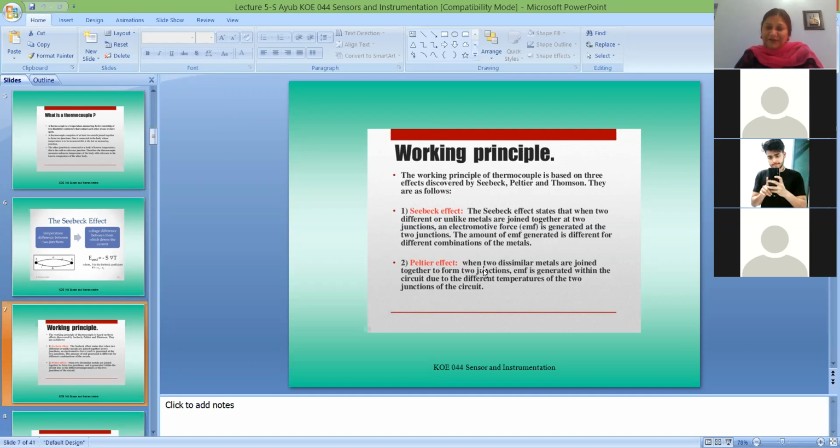And what is Peltier effect? When two dissimilar metals are joined together to form two junctions, EMF is generated within the circuit due to the different temperatures of the two junctions of the circuit. More or less same.